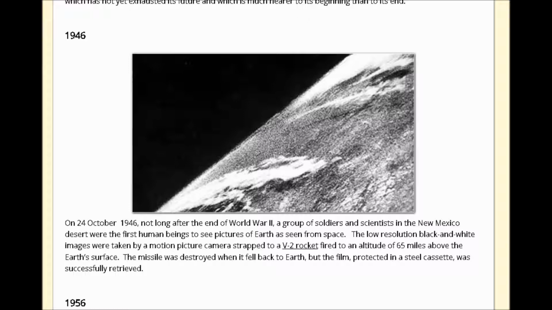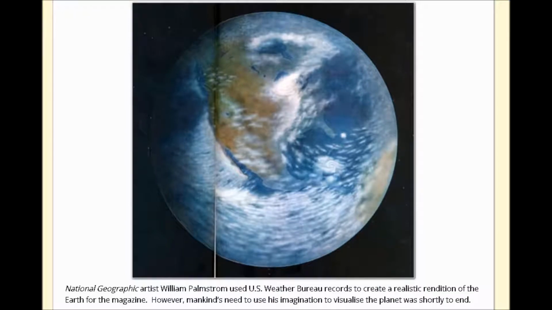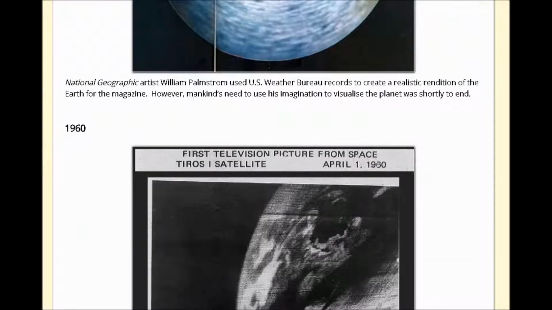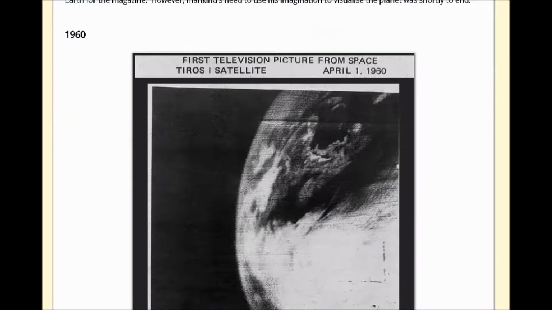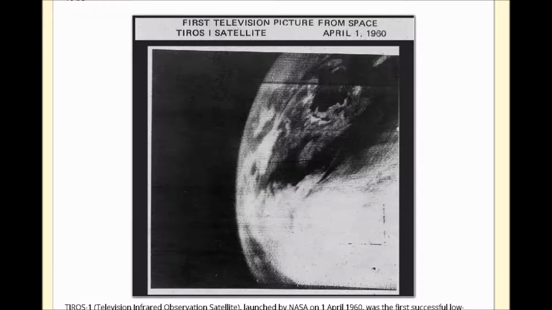This 1956 National Geographic artist production here. Looks just like the blue marble. We'll skip that. So again, you can see the programming is so pathetic. The science fiction, the artists' renditions, they have everything that they just make up in the 1800s, and then it magically is reality in the 1900s. So the first image here, the 1960 first television picture from space, the Tyros 1 satellite, April 1st, 1960.